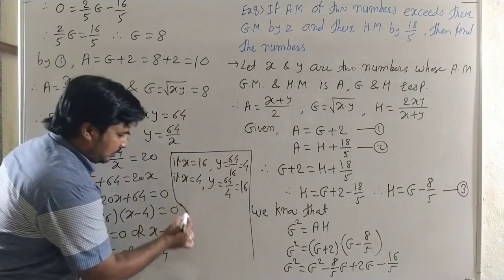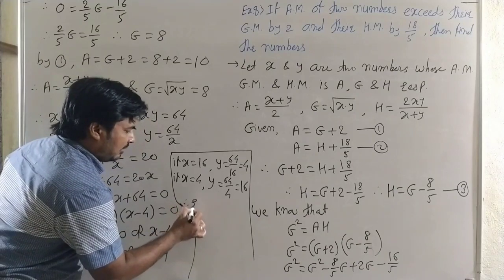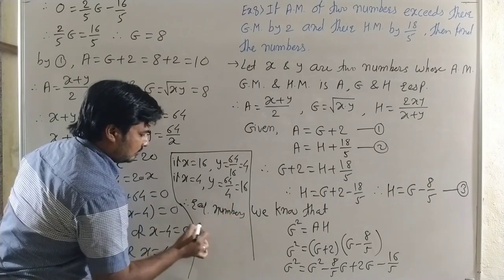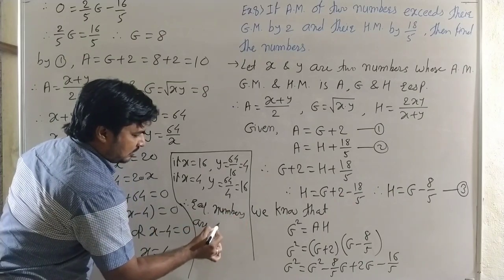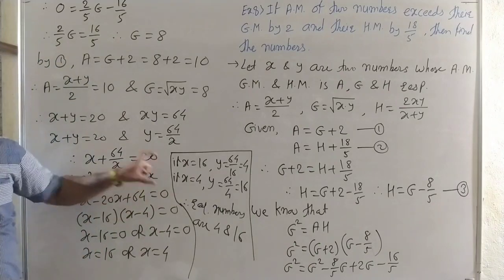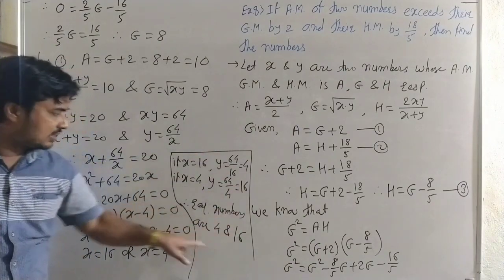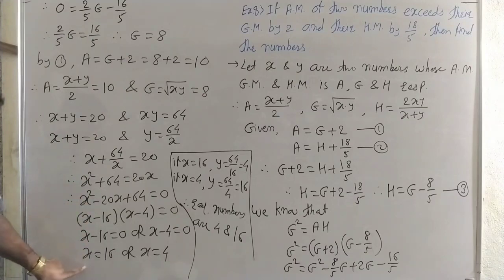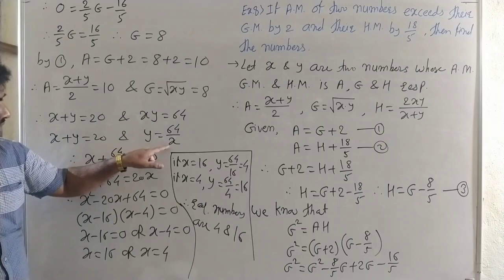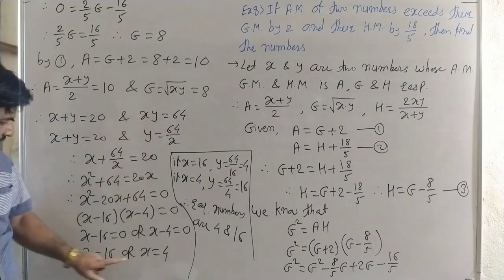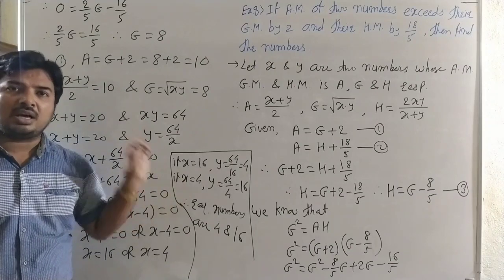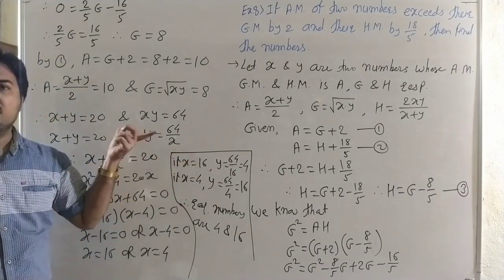Therefore the required numbers are 4 and 16. It is the last answer. Required numbers are 4 and 16. See carefully this answer. Here x = 16 or x = 4. When x = 16, y = 4, and when x = 4, y = 16. Therefore our required numbers are 4 and 16.